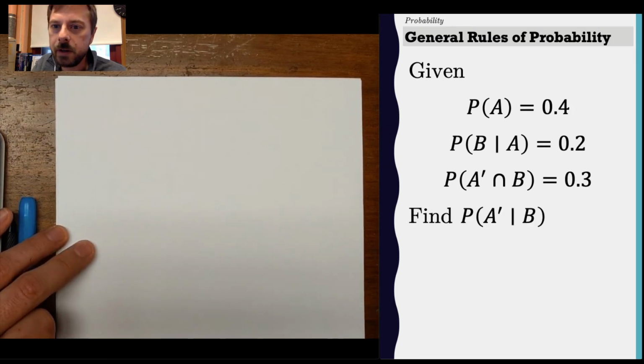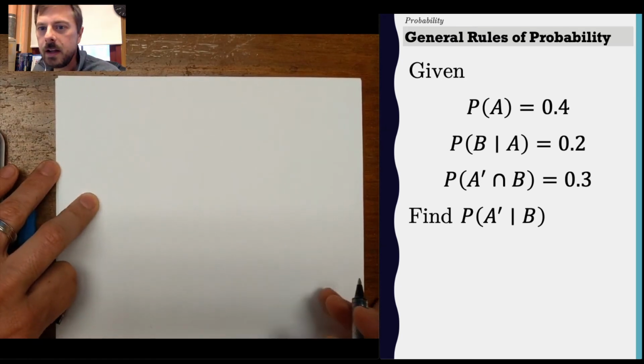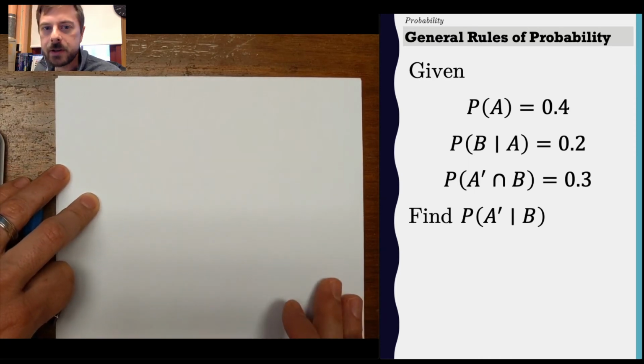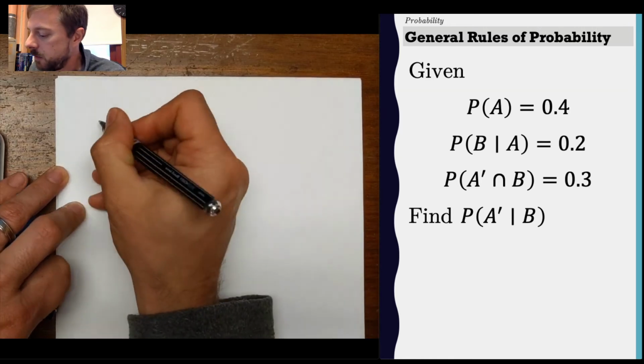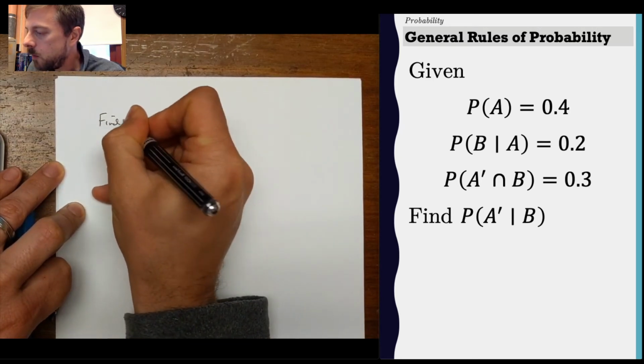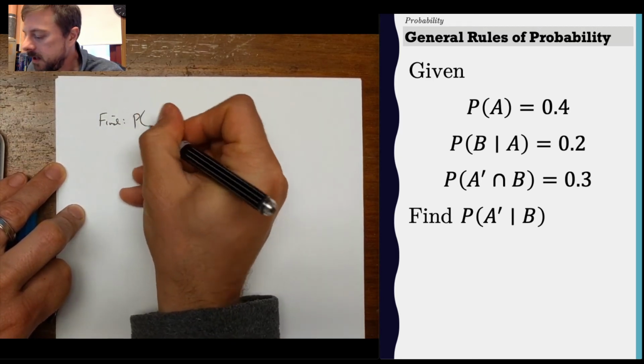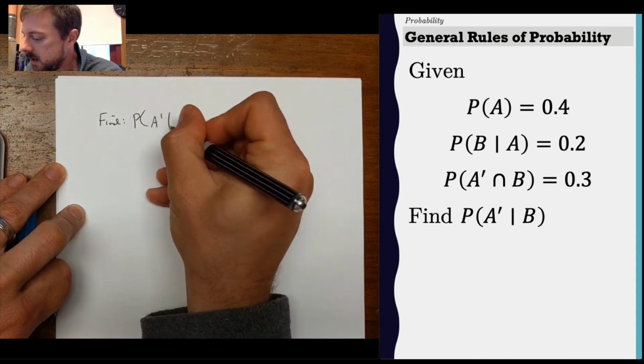So I have these probabilities. What do I want to know? Let's find the probability of not A given B. All right, well, let's strategize backwards here, and then we can figure out how we can use trees and Venn diagrams to maybe figure this out. Let's start with what we ultimately want to find, right? We want to find the probability of not A given B.